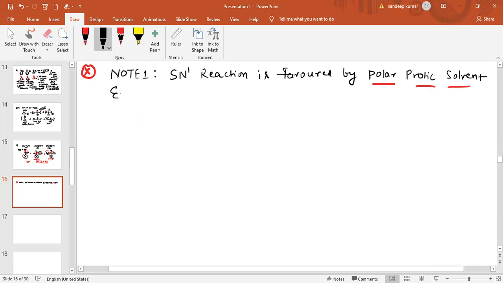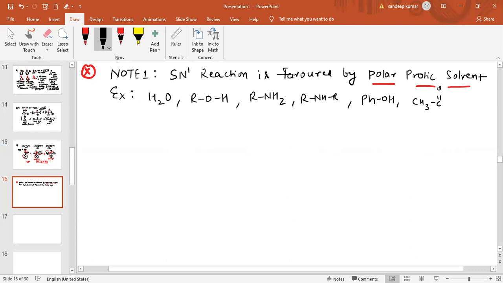See the examples of polar protic solvent, like water. Water is a polar protic solvent. Also alcohol is a polar protic solvent. And RNH2, RNHR, phenol, and acetic acid are also polar protic solvents. All these are polar protic solvents. So SN1 reaction is favored by polar protic solvent.